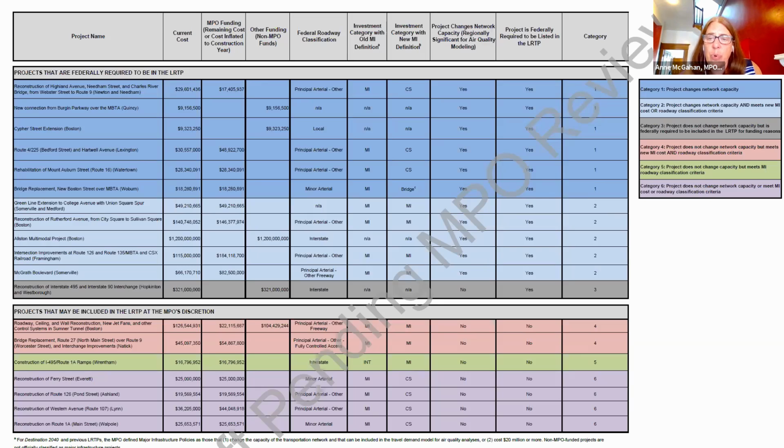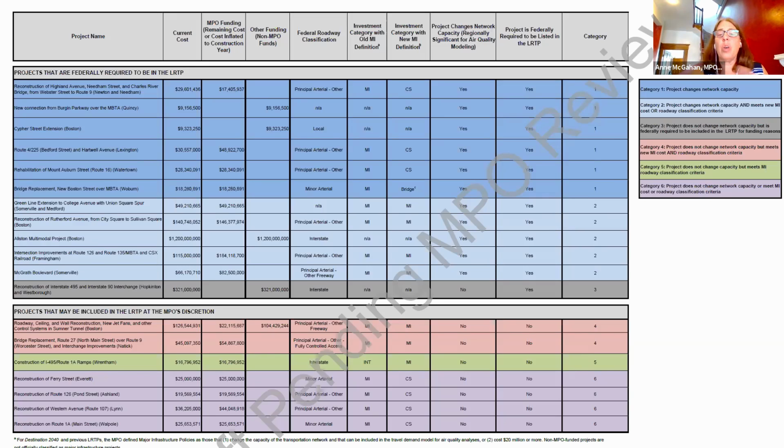And then the 4 at the end are projects that were listed in the LRTP before. These are the complete street projects that we listed because they were over $20 million, and they no longer have to be included in the LRTP based on federal guidance and the new definition of the major infrastructure program.